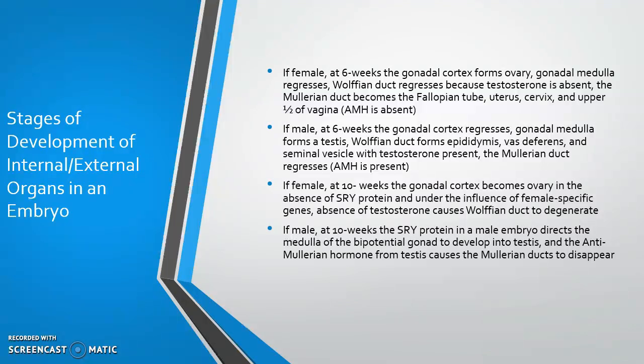Now back to if it was a female, at the 10-week mark, the gonadal cortex will become an ovary in the absence of that SRY protein, and under the influence of those multiple female-specific genes, the absence of testosterone will also cause the Wolffian duct to degenerate. Same thing at 10 weeks for a male, some of the development. The SRY protein in a male embryo directs the medulla of the bipotential gonad to develop into testes, and the anti-Mullerian hormone from the testes causes the Mullerian ducts to disappear.